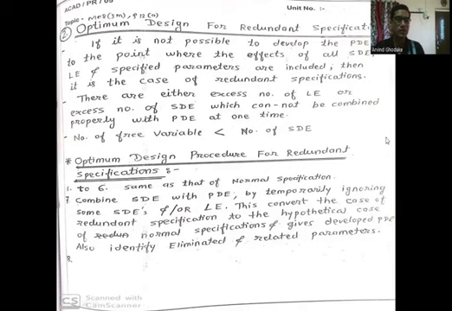Next, step number 7: combine the subsidiary design equation with the primary design equation by temporarily ignoring some subsidiary design equation and/or limit equation. This will convert the case of the redundant specification to the hypothetical case of normal specification and gives the developed PDE, and also identify eliminated and related parameters. So in step number 7, we have to eliminate some of the subsidiary design equation and limit equations.